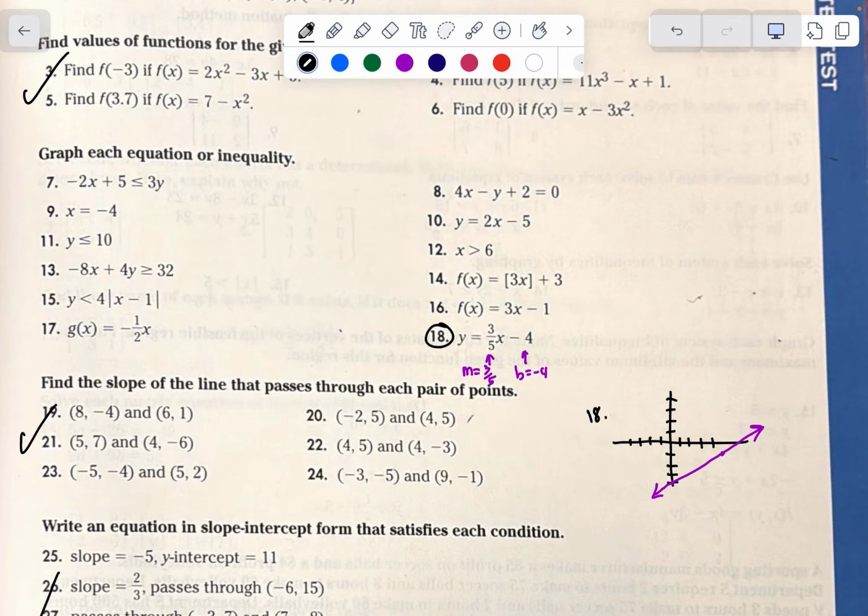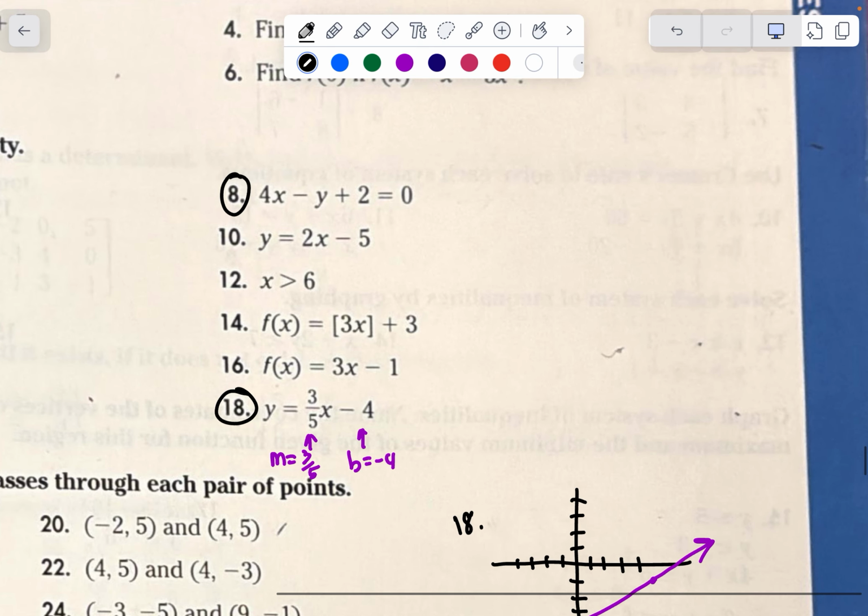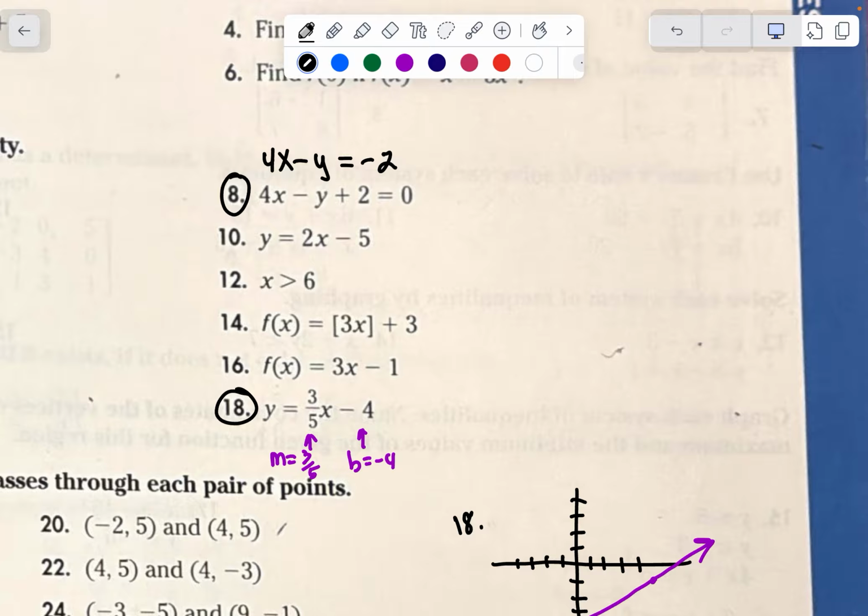I want to now go to 8. Okay, so that is not in slope-intercept form, is it? It's kind of like a wonky standard form one. In a standard form one, I like to do a very specific thing. So let's move that 2 to the other side by subtracting 2. Let's put it in standard form, because I want to show you how to graph with standard form very nicely.